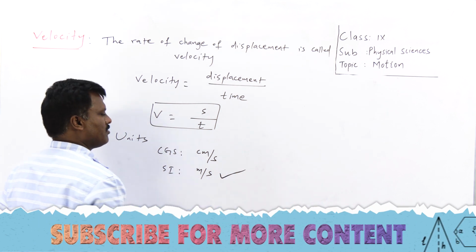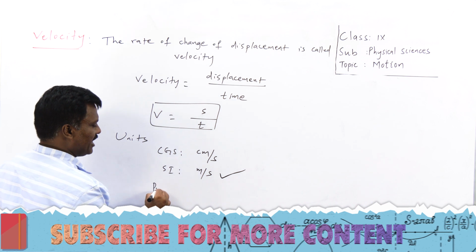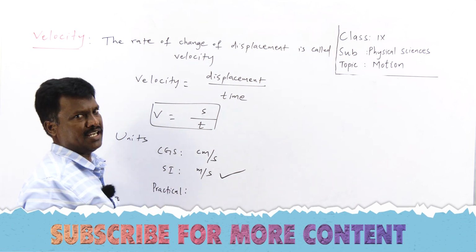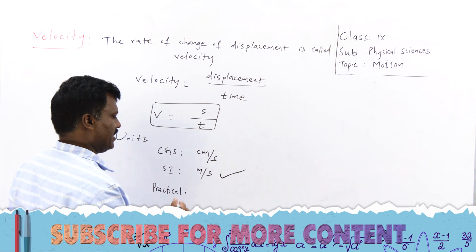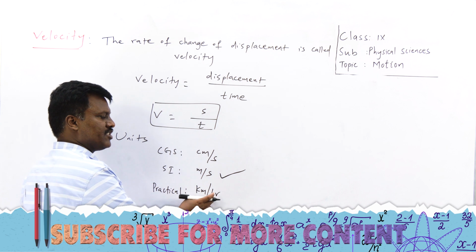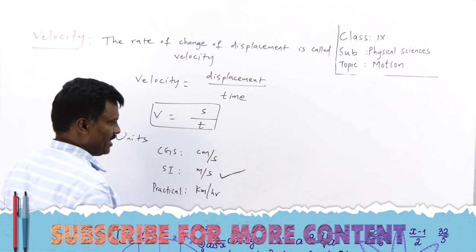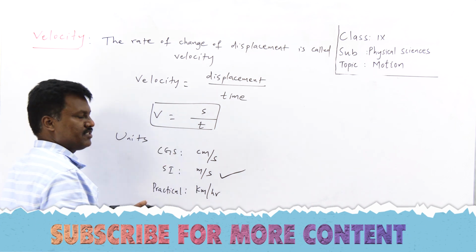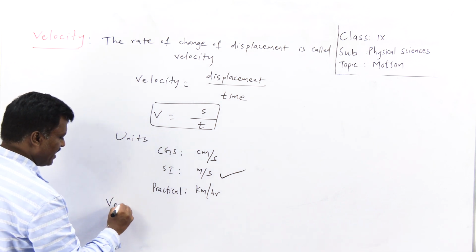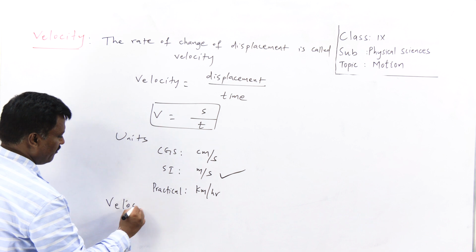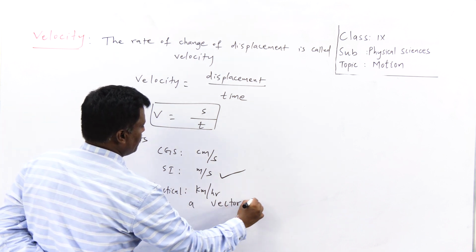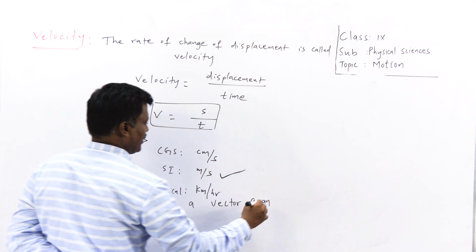Most of the time we solve the problems in meter per second. But what is a practical unit? Practically, when trains and cars travel, they cover kilometers and take hours. That is why the practical unit is kilometer per hour. It is not the CGS unit or SI unit. Okay, I hope you understand. So these are the units. And a very important thing you have to note down: velocity is a vector quantity because it has direction.